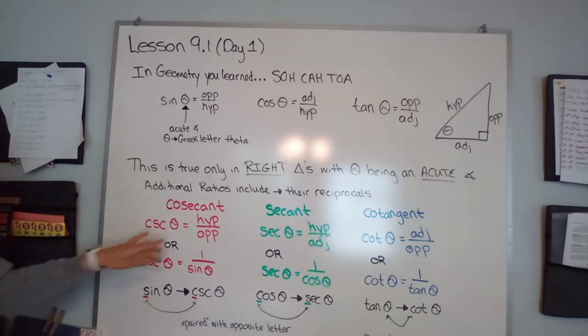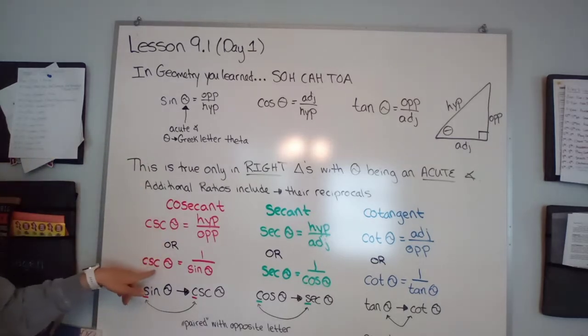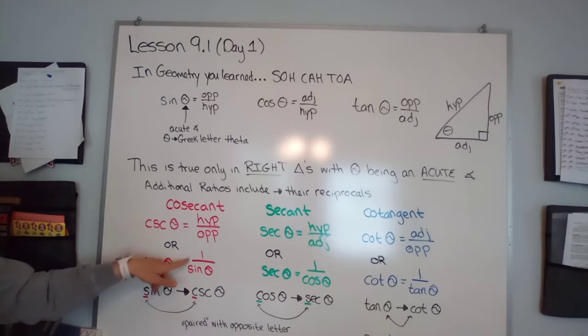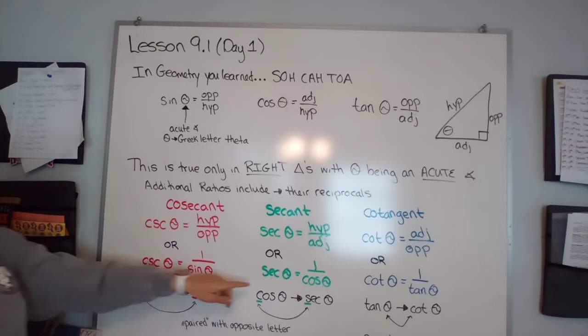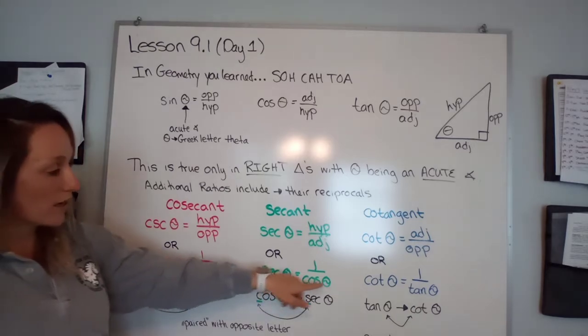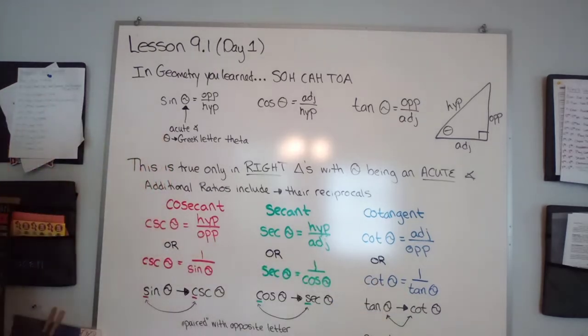I wrote it out two different ways. You could also write the cosecant function as 1 over sine, because the reciprocal of sine is 1 over sine. The reciprocal of cosine is 1 over cosine, and the reciprocal of tan is 1 over tan.